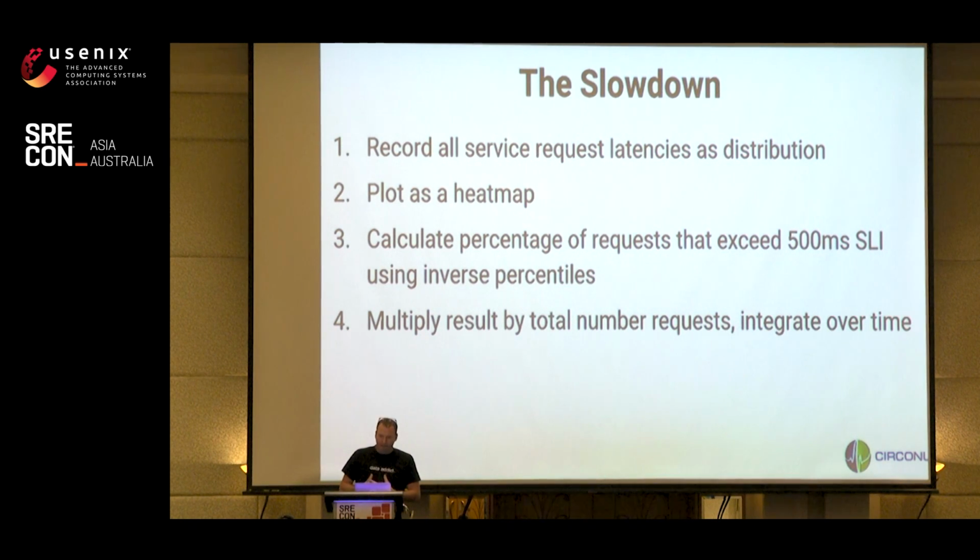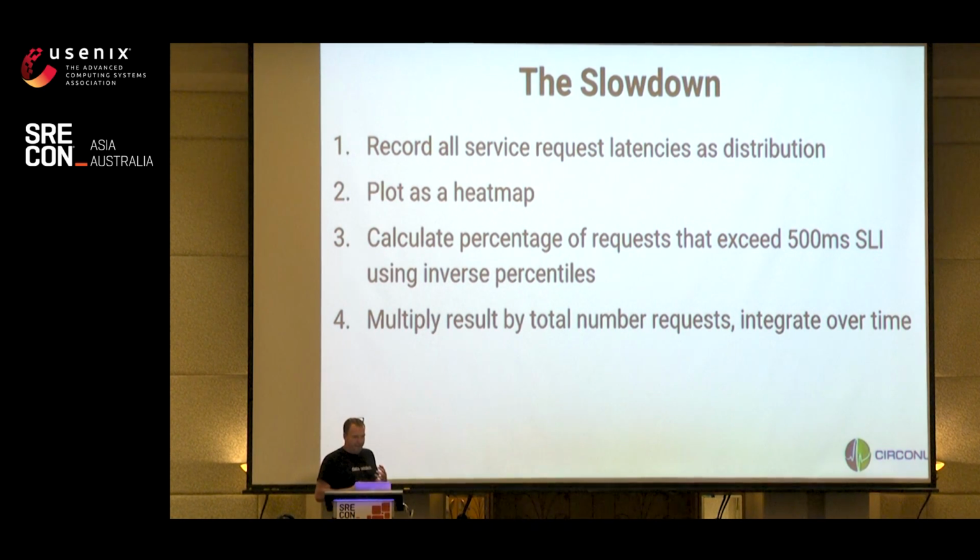So how can we calculate how many users got angry with that 500 millisecond SLI? Well, first we record the request latencies as a distribution. And then we can plot them as a heat map, as we saw earlier. And we can take that distribution data and calculate what are called inverse percentiles. When we calculate a percentile, like what's my 99th percentile, it could say, oh, that's 300 milliseconds. But what that doesn't tell you is how many requests took longer than that 300 milliseconds.